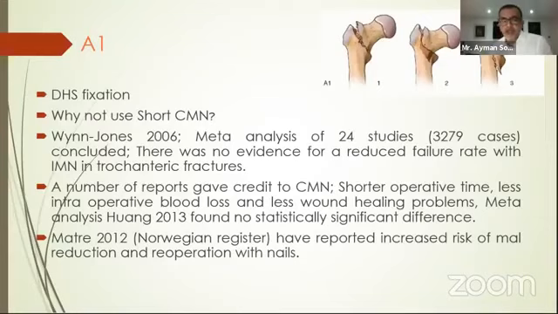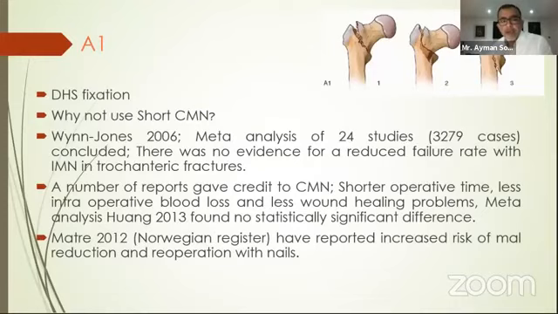So A1 fractures, we're going to use a DHS fixation for all A1 fractures. But the counter argument is, why not use a short medullary nail? There are several countries, like in Southeast Asia, where the short medullary nail is the standard. You will not see a DHS at all.